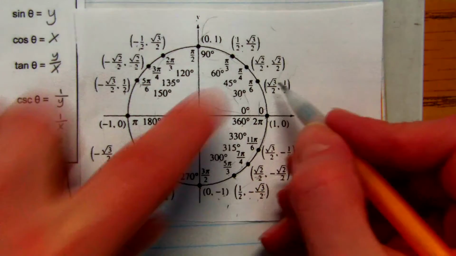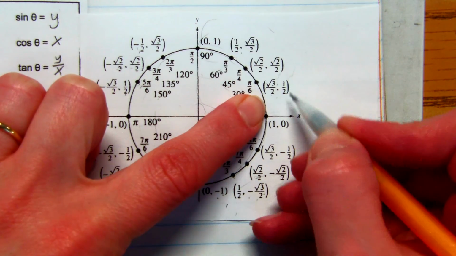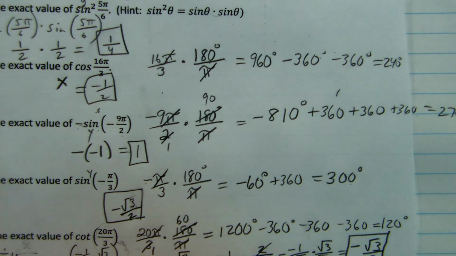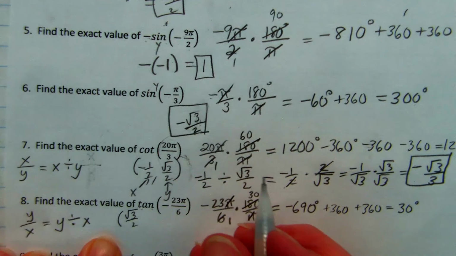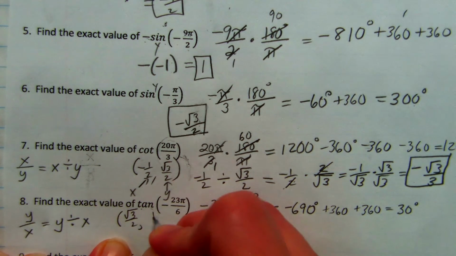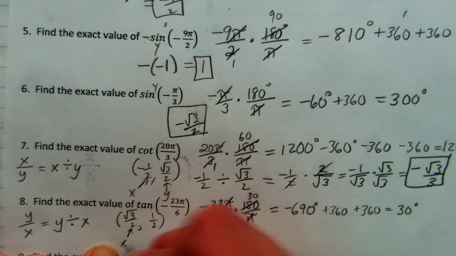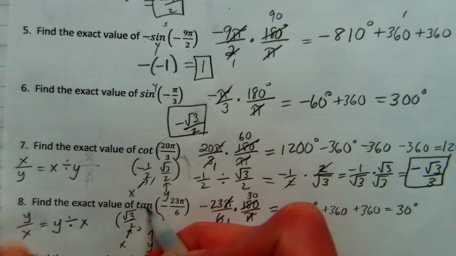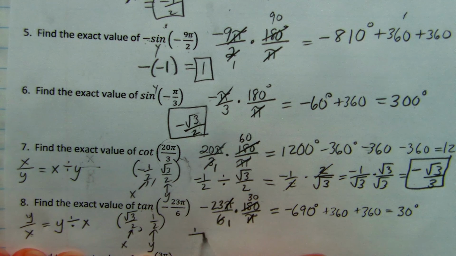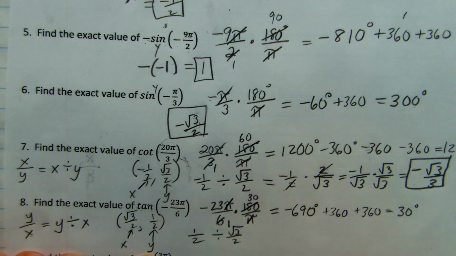30 degrees is this point over here, square root of 3 over 2 and 1/2. I'm going to copy that down here just so that we have that to look at. Square root of 3 over 2, and 1/2. So this is my x, and this is my y. To do tangent, I want y divided by x. So we're going to do 1/2 divided by square root of 3 over 2.